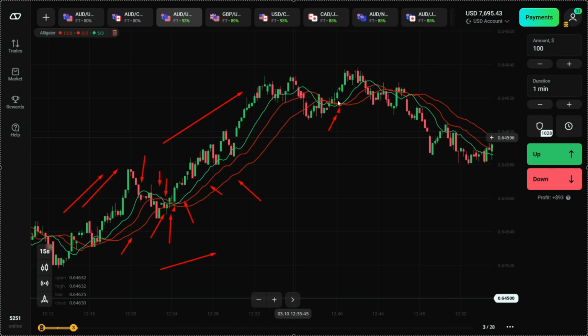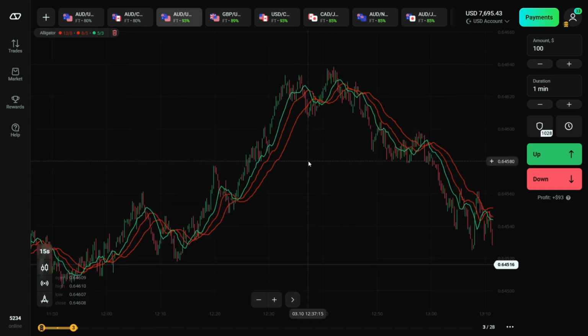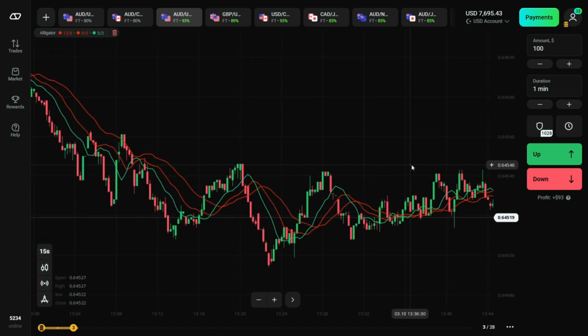If we had entered here, this is the candle where the price went up and we would have profited from this trade right away. So it's a very simple strategy, just a basic indicator that anyone can use and apply on their platform, like on the OlympTrade platform, and get started with it.